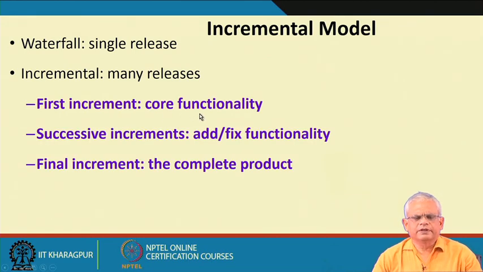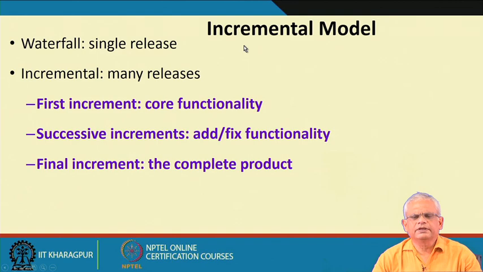The first increment is typically the core functionality, then the successive increments not only refine the existing functionality, but also add or fix functionality. The final increment is the complete product. This is called the incremental model with iteration. But then somebody can think of a purely incremental model where there is no iteration, in which the system is just developed in small increments and given to the customer, but the customer feedback is not really taken to change the existing functionality. There is no iteration.